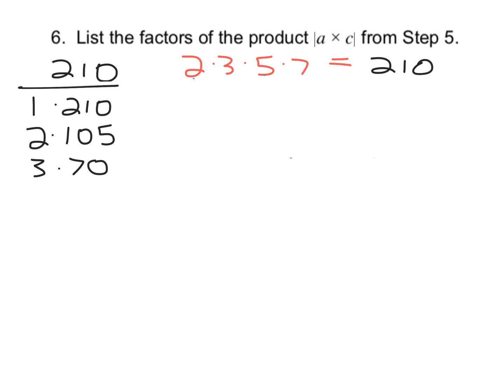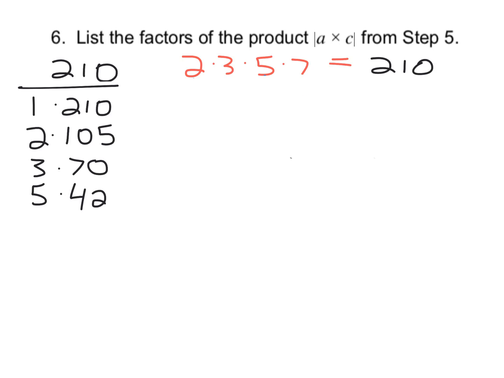Can we do 5 times anything? Yeah. 5 times, well, here's the 5. What's left? Well, we've got 2 times 3 is 6. 6 times 7 is 42. 5 times 42. This is pretty slick. Let's keep going. By the way, 210 is a big number, so it's not usually going to take this long.